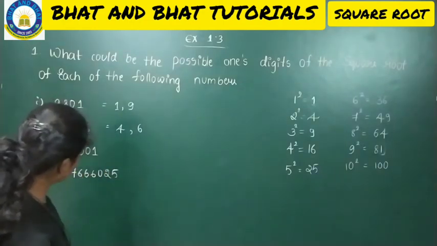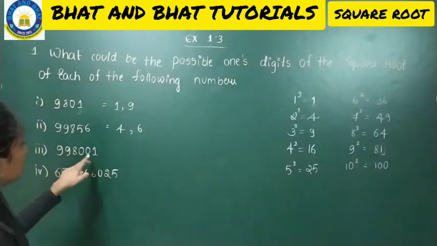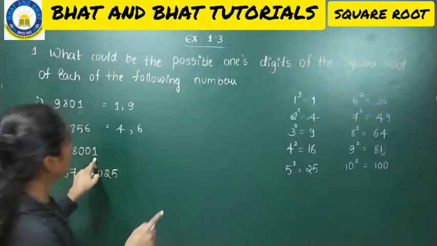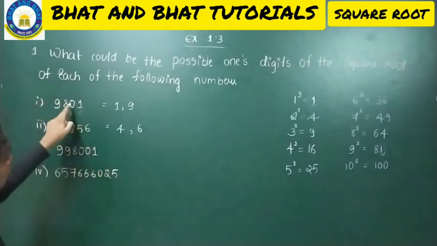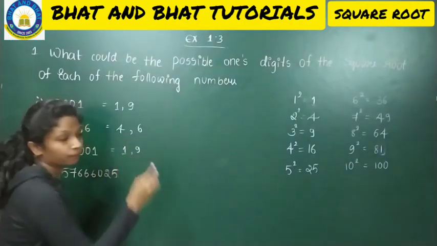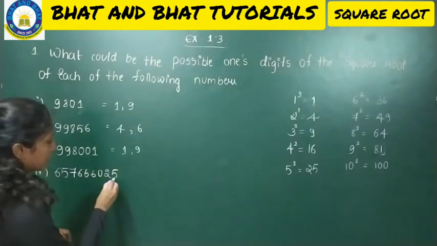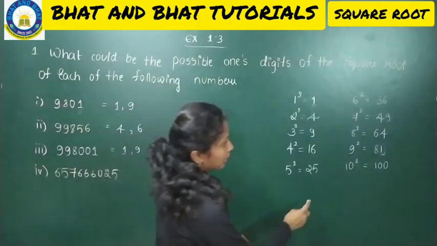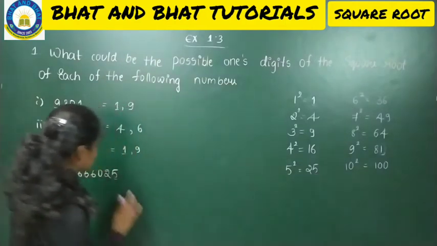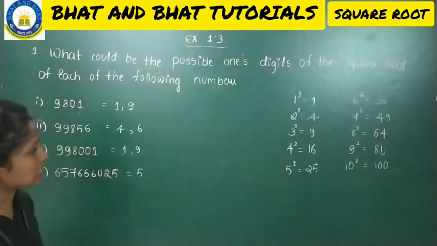Now see this number, 998,001. The last digit is 1. Since the last digit is 1, we have already solved it, no? So the same numbers you can write, that is 1 and 9. Now the last digit is 5 here. See, is there any 5? Yes, it appears in only one number. So write the answer as 5.